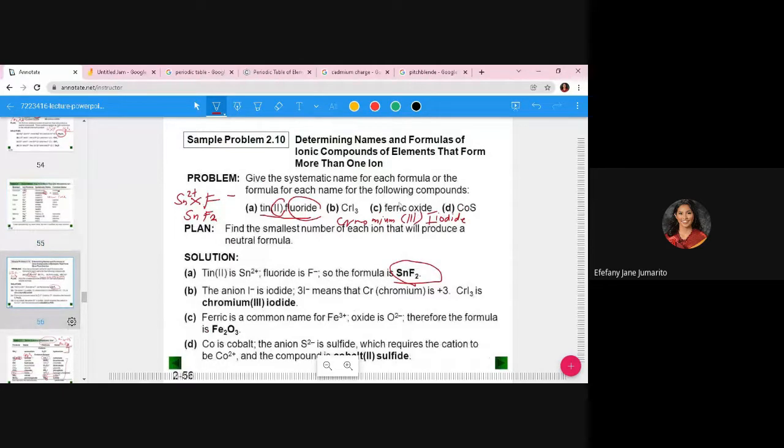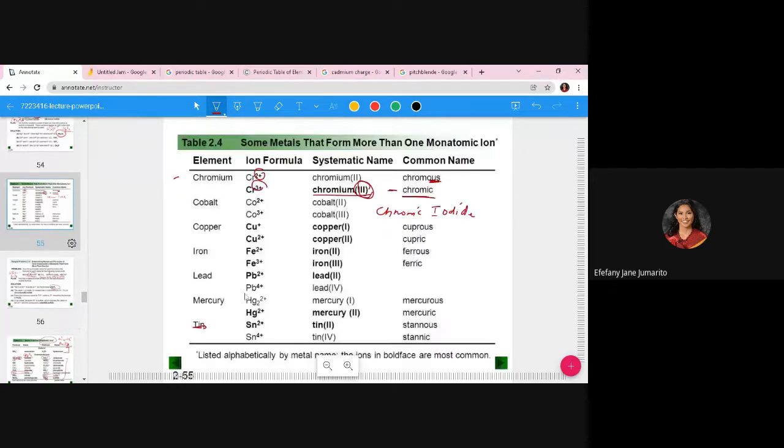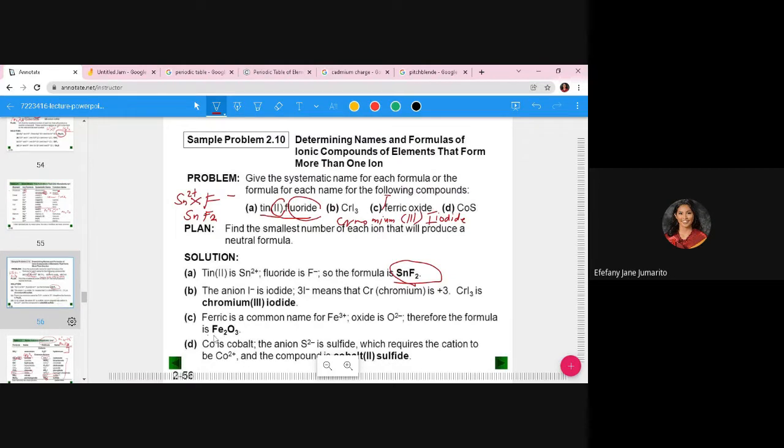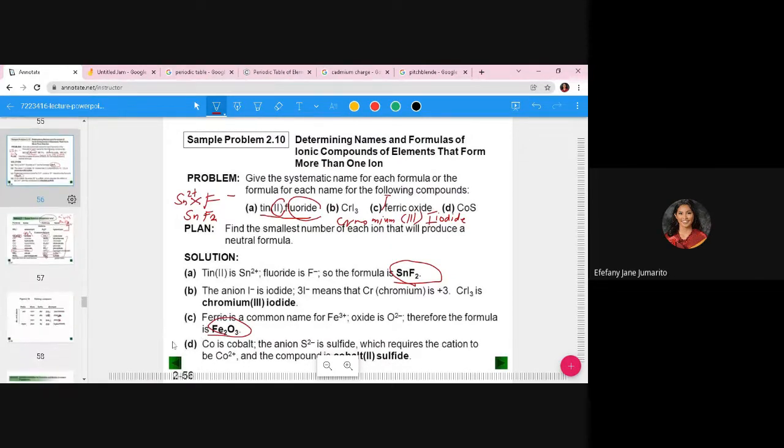Okay, ferric oxide. What is ferric? Iron 3, ma'am. Okay, Fe3 plus, then oxide. O. What is the charge of oxygen? 2 minus. Okay, cross multiply. Fe2O3, ma'am. Okay, alright, so you know that now.